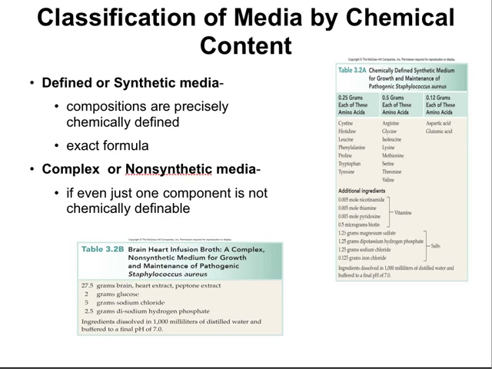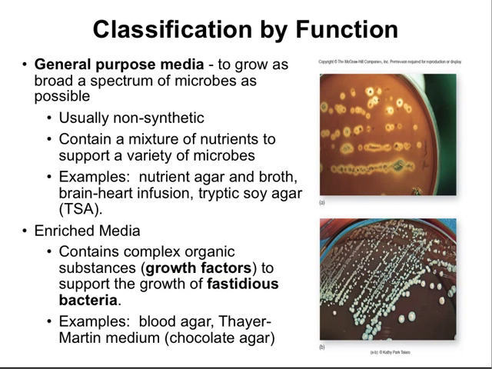And the final way we classified was by function. We can either have general purpose media, enriched media, selective or differential media, and then a few others we'll cover at the end. A general purpose media is used to grow as broad of a spectrum of microbes as possible. It's usually non-synthetic. They contain a mixture of nutrients that support a wide variety of microbial growth. Examples of this are nutrient agar and broth, brain and heart infusions, or TSA, which is tryptic soy agar. We'll take a closer look at some of these shortly.